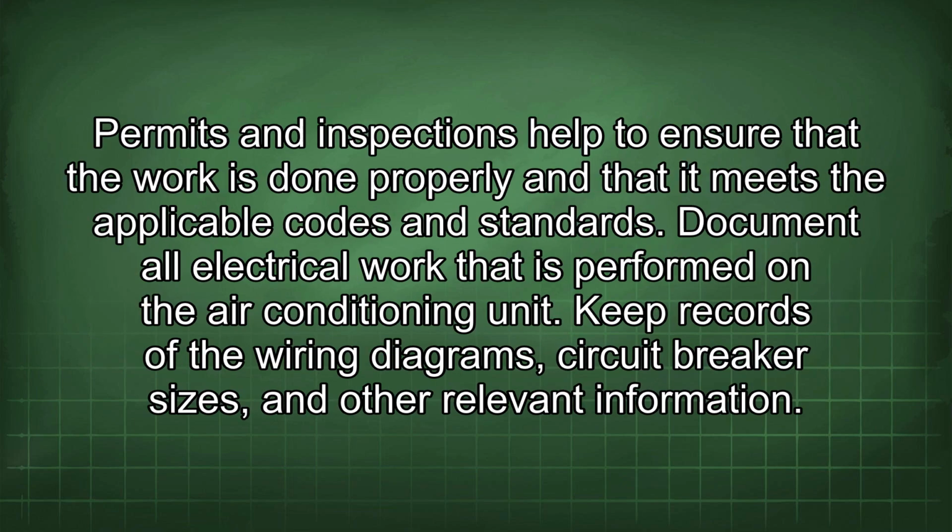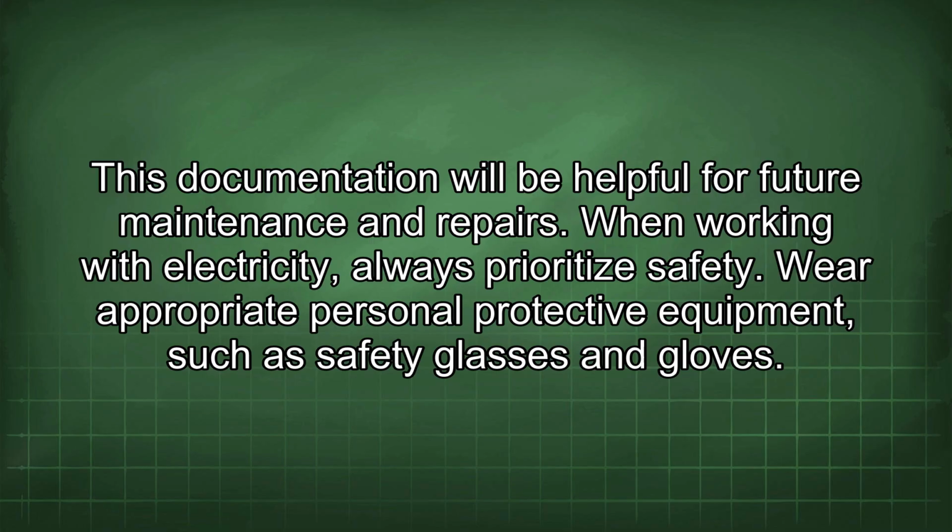Permits and inspections help to ensure that the work is done properly and that it meets the applicable codes and standards. Document all electrical work that is performed on the air conditioning unit. Keep records of the wiring diagrams, circuit breaker sizes, and other relevant information. This documentation will be helpful for future maintenance and repairs.